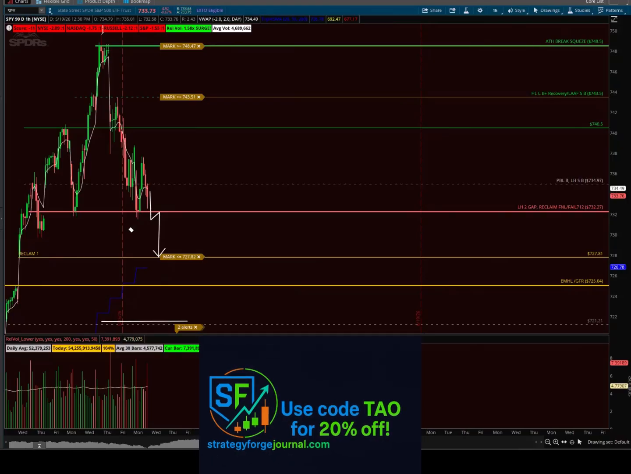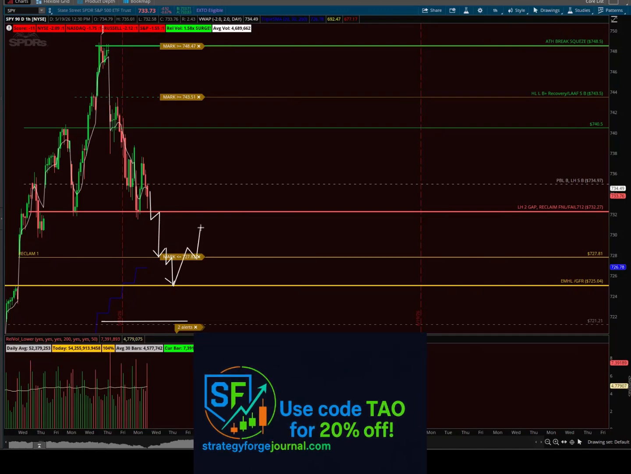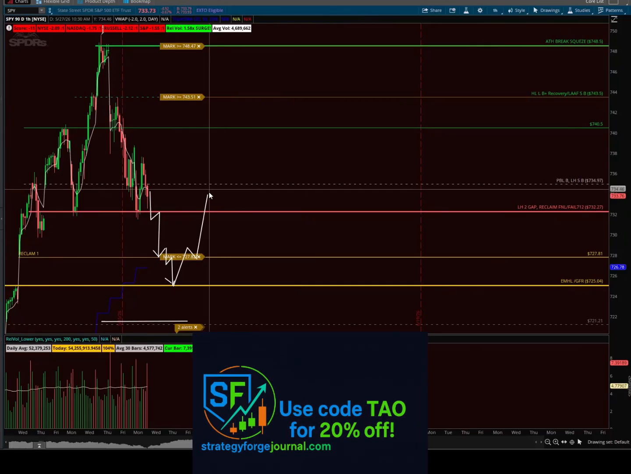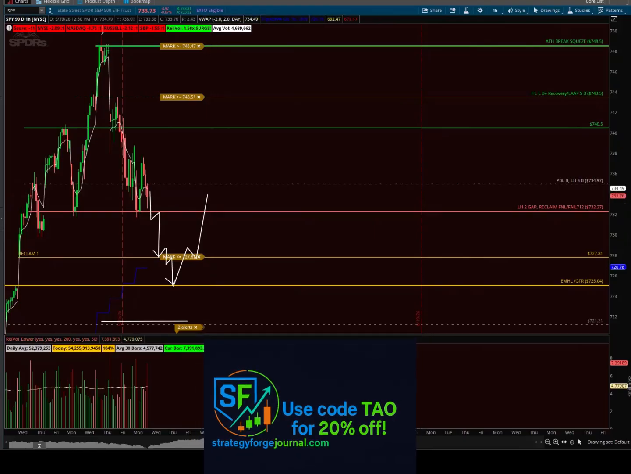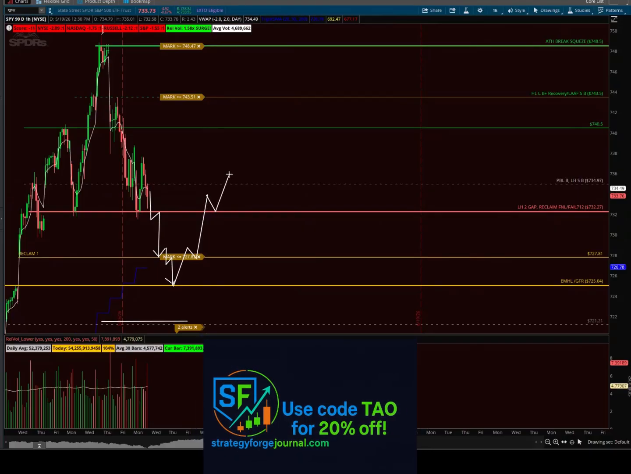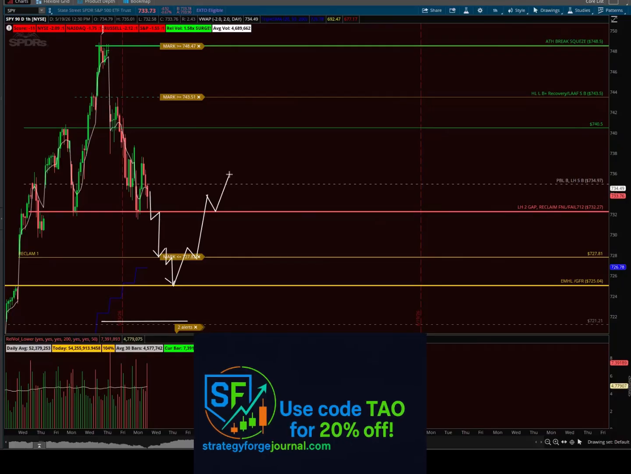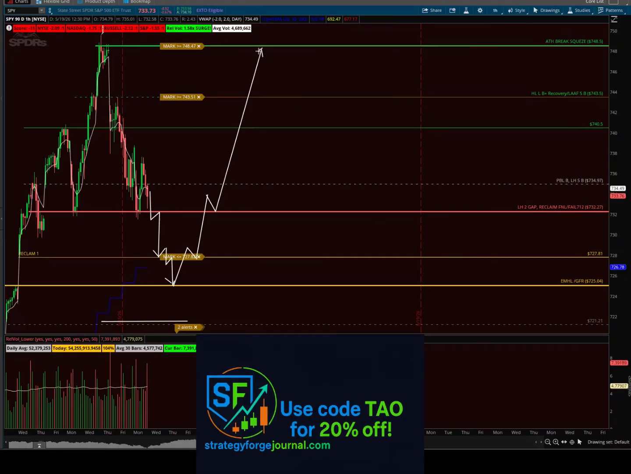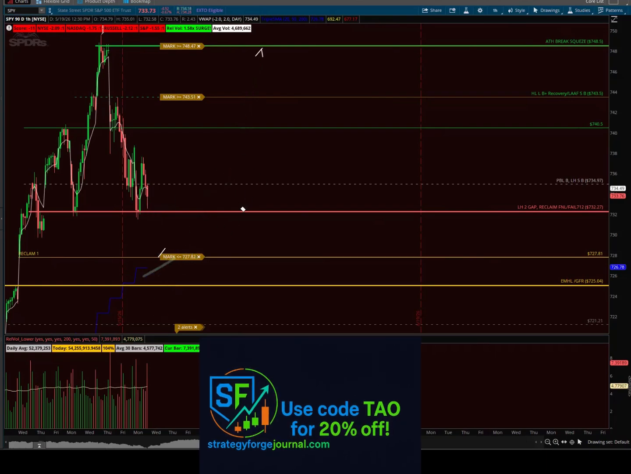So that could happen, or it could also look like this. We get that lower high, fill this gap, break below the 20 SMA, then come back in, reclaim this level. And if we reclaim that and also end up reclaiming 732.25, then I would think that confirms that would be the higher low on the daily chart, and we look for continuation from there. So there's a couple different paths with that.